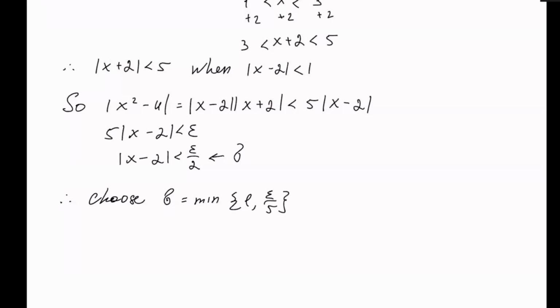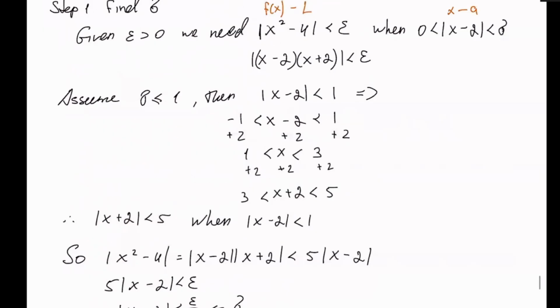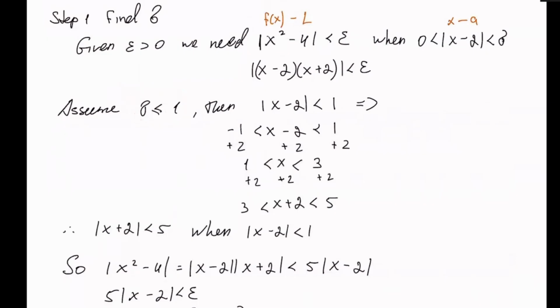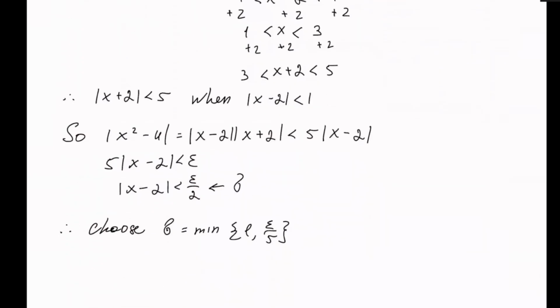delta to be the minimum between 1 and this epsilon over 5. And it turns out that this epsilon over 5 is usually smaller, so this is what we will use for the proof. But you need to include this 1 because this is what we assumed in the first place when we were trying to find the bound on the x plus 2, right? So for this one, since you see that this is the same as the expression in the if statement, we can find the relation between delta and epsilon, and we found that it's going to be epsilon over 5.